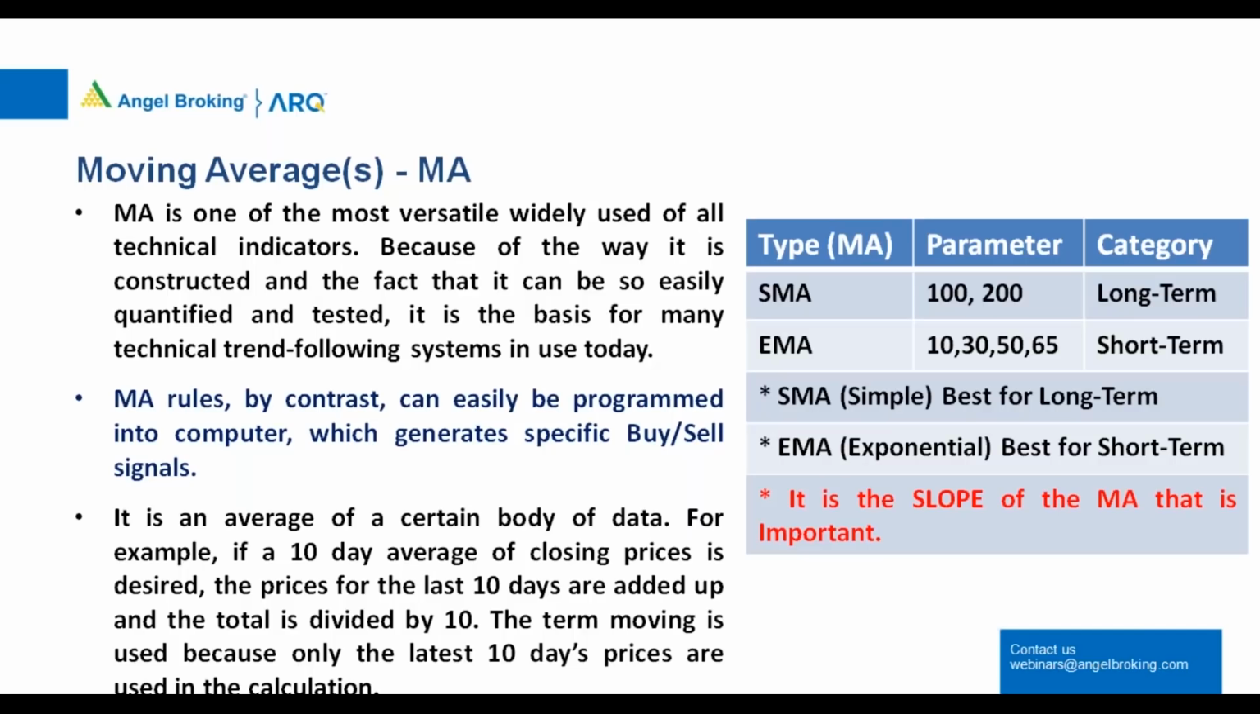It's called a moving average because it is an average of a certain body of data. For example, if a 10-day average of closing prices is desired, the closing prices for the last 10 days are added up and the total is divided by 10. The term moving average is used only because only the latest 10 days' prices are used in the calculation. So days 1 to 10 we'll have that. On the 11th, you skip day 1 and it becomes days 2 to 11. So effectively you have 10 days of data. That's the reason it's called moving. It keeps on moving.